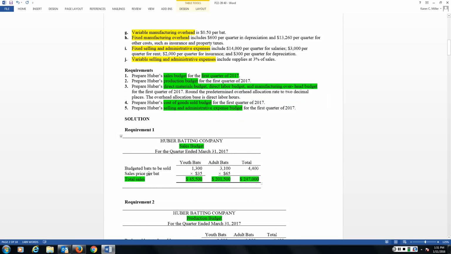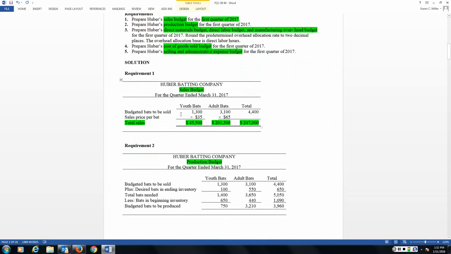Using the number of bats that we think we can sell, you can see the 1,300 moving down to the production budget, and the 3,100 moving down to the production budget. We're not always going to produce the same number that we can sell. We know the number of bats that we can sell, and we know that the text said we wanted to leave some in ending inventory. So I need the 1,400 and 3,650 bats, which is the total that I'm going to sell plus what I want to leave in ending inventory. We know from the information above that we already had some bats in beginning inventory, so we've subtracted those.